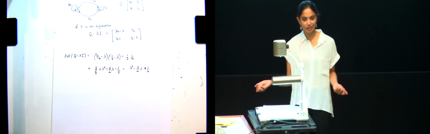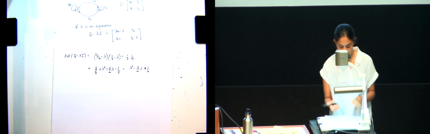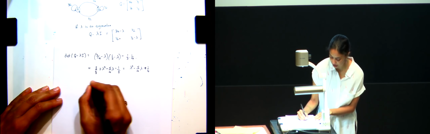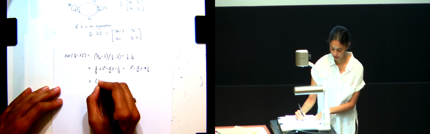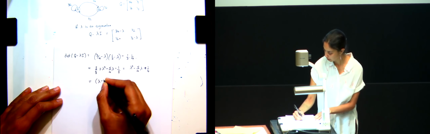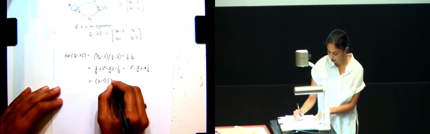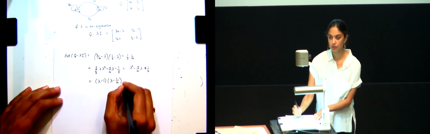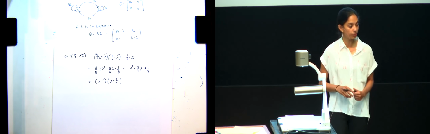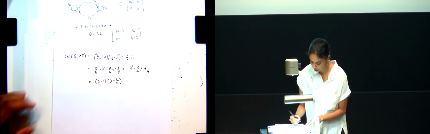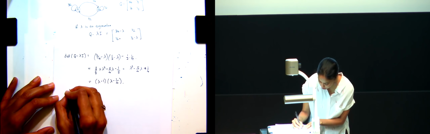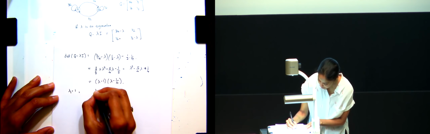Really? All these people got the same characteristic polynomial? Plus 1/4, right? And so now, what does this give us as the factors? This is equal to (lambda minus 1) times (lambda minus 1/4). So the roots of the characteristic polynomial are lambda equal to 1 and lambda equal to 1/4. Okay, so now I have my eigenvalues, lambda 1 equal to 1 and lambda 2 equal to 1/4.